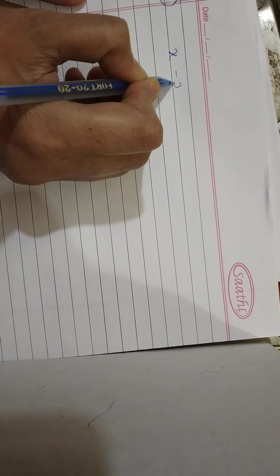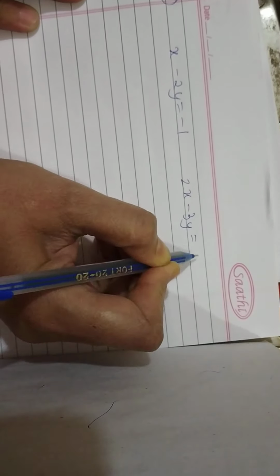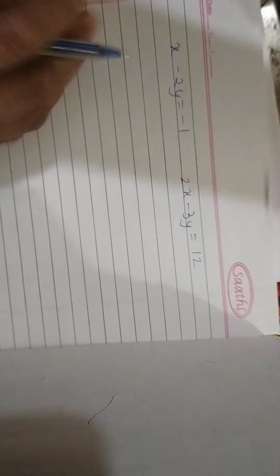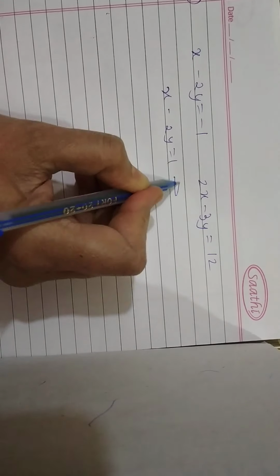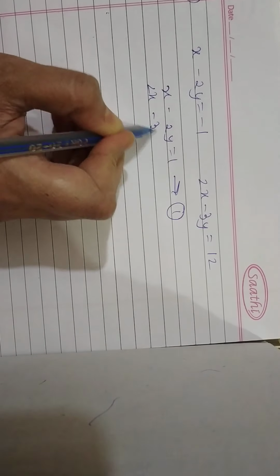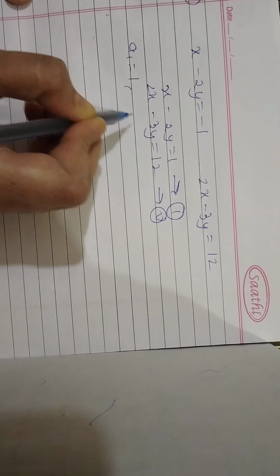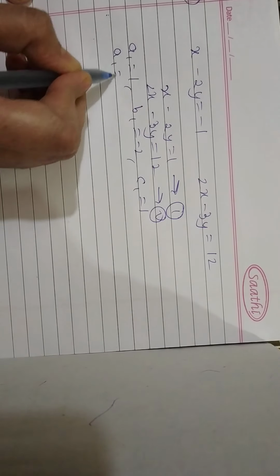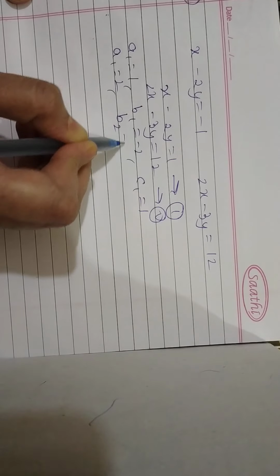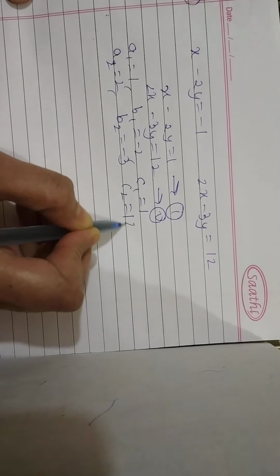Third is x minus 2y is equal to minus 1 and 2x minus 3y is equal to 12. We'll do the same method. We'll set it. X minus 2y is equal to minus 1 and 2x minus 3y is equal to 12. A1 is 1, B1 minus 2, C1 minus 1. A2 is 2, B2 minus 3 and C2 12.